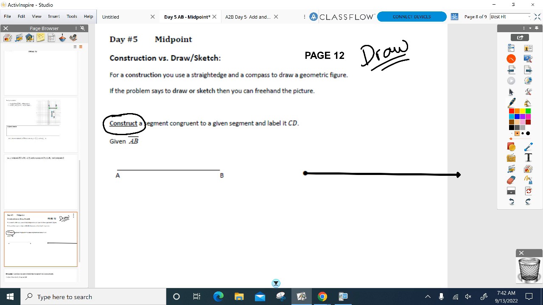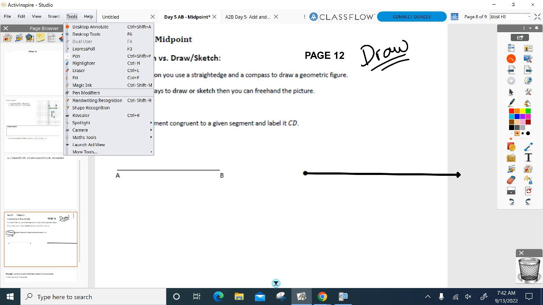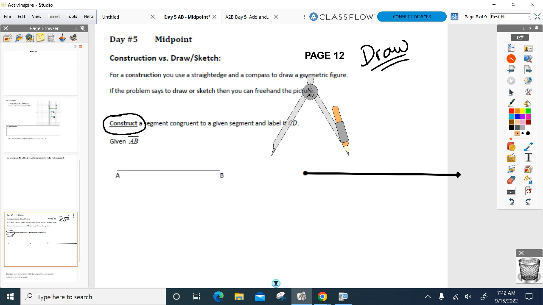All right, next up, take your compass and open it up to the length of the line segment we're copying. And just leave it there. I'll give everyone an opportunity. Open up your compass to the length of the line segment.